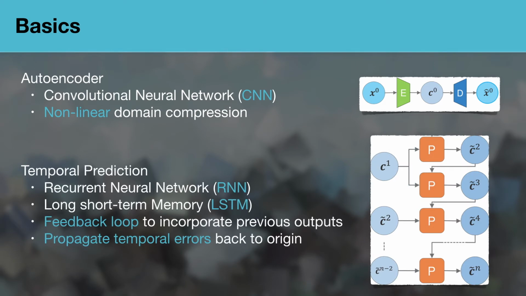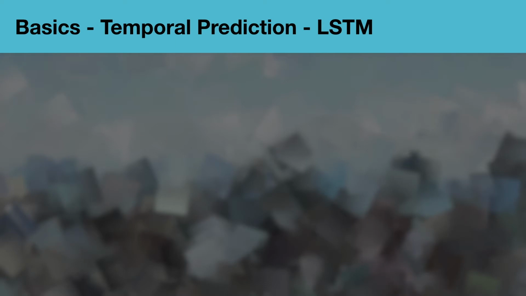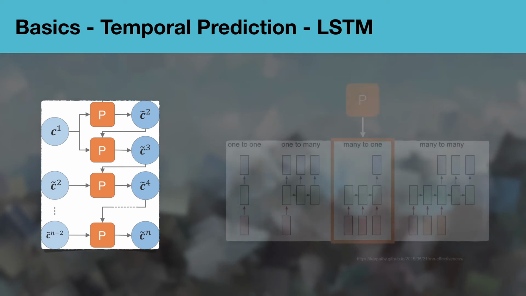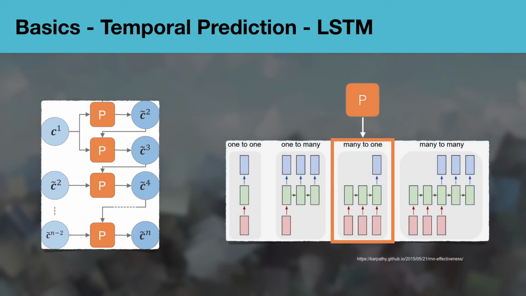The second building block are recurrent neural networks, or more specifically, long short-term memory cells, also called LSTMs. Those are able to propagate error through time, perfect for temporal predictions. Recurrent neural networks can be connected in many ways. The most common ones are one-to-one and many-to-many, but this is strongly task-dependent. In our case, we apply the many-to-one scheme.